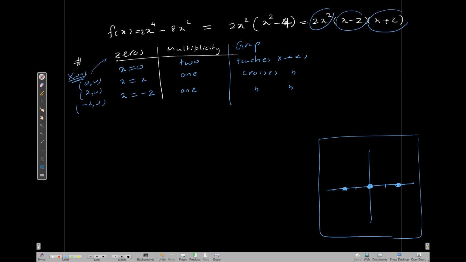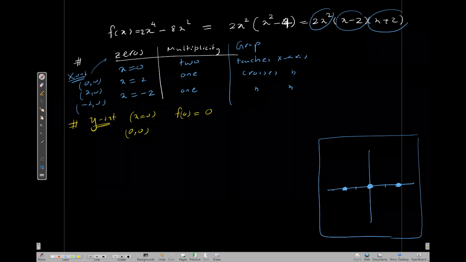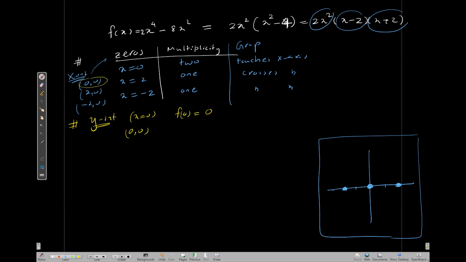Okay, now the next step, y-intercept. That means you put x equals 0, or f of 0, which is pretty straightforward, 0. So the y-intercept is 0, 0, and it happens to be an x-intercept as well. Now, finally, end behavior.